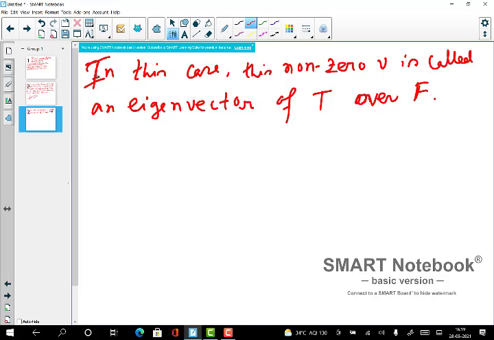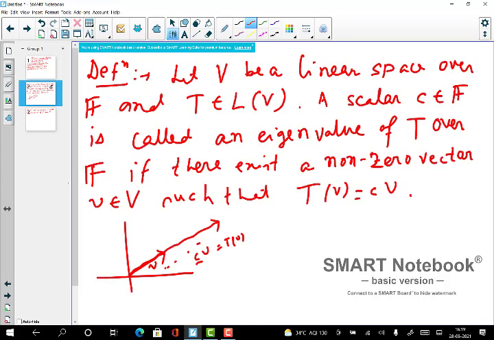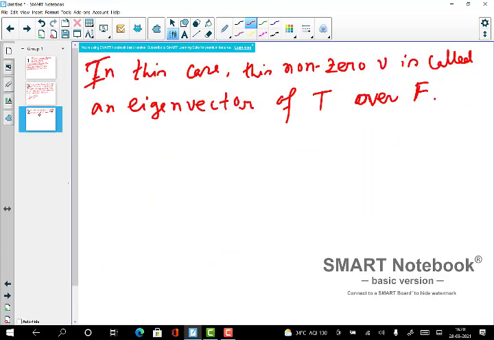So an element c is called an eigenvalue or characteristic value if there exists an eigenvector, a non-zero vector, satisfying the condition Tv equals cv. Then we call c an eigenvalue and v an eigenvector corresponding to the eigenvalue c. It may be the case that for a particular T there is more than one such c, so a linear operator might have more than one eigenvalue. I will give some examples.